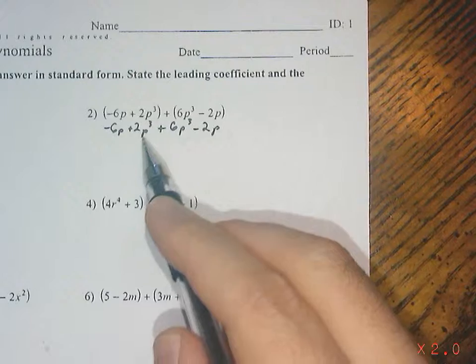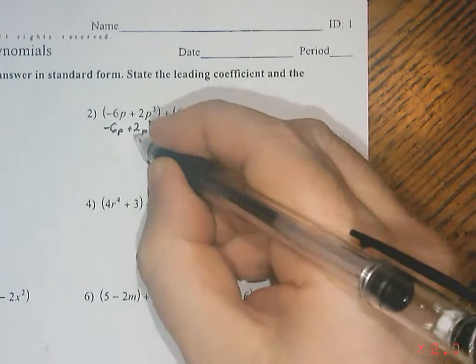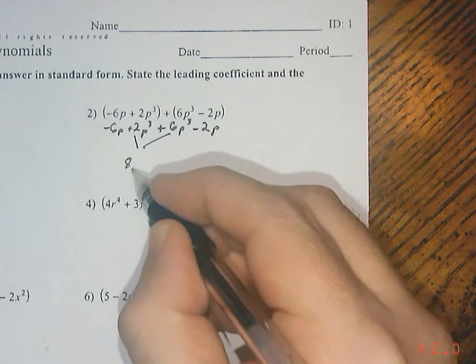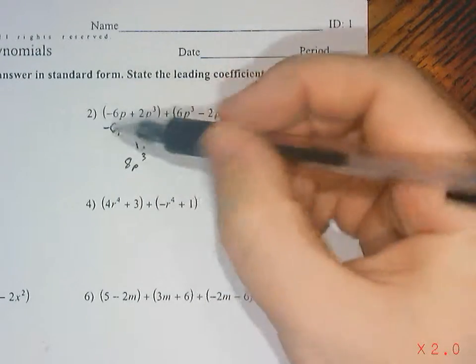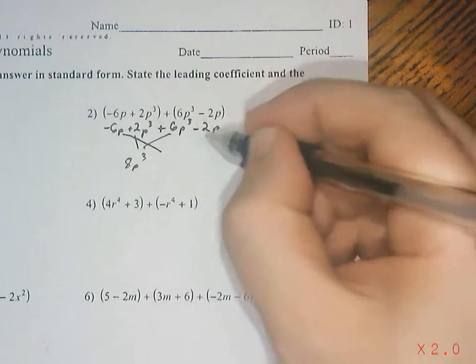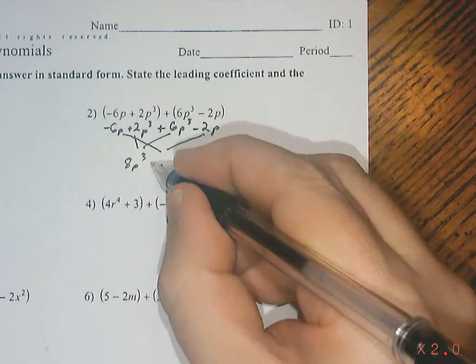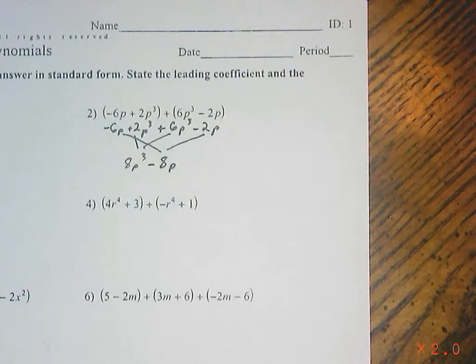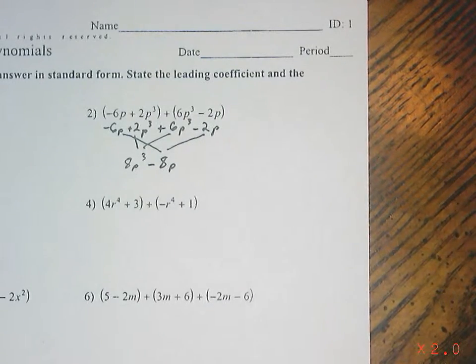Because they don't have the same exponent, you can't combine them. Okay? But 2p to the third and 6p to the third do have the same exponent, so I can combine those, and I'm going to get 8p to the third. And then negative 6p and negative 2p have the same exponent, so I can combine those, and it would be negative 8p. Okay? So there is my simplified expression.